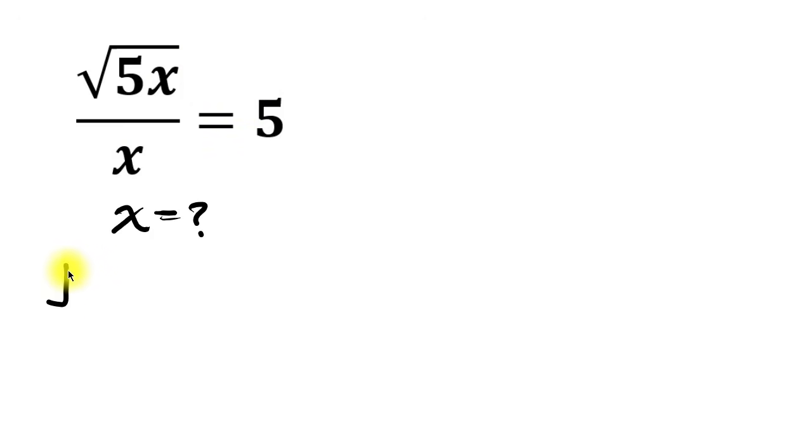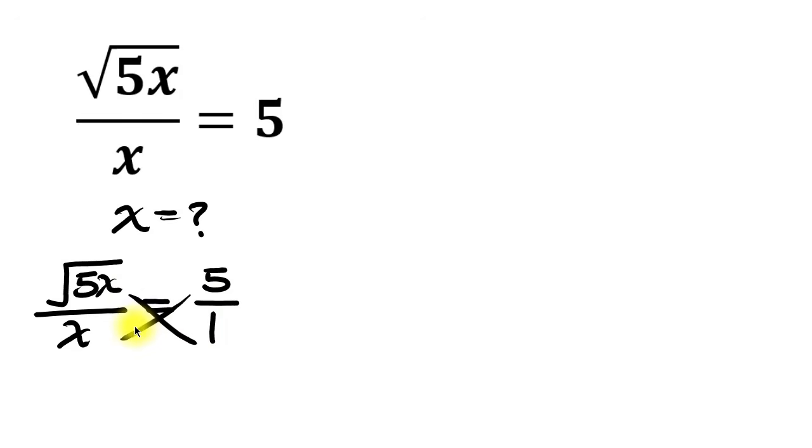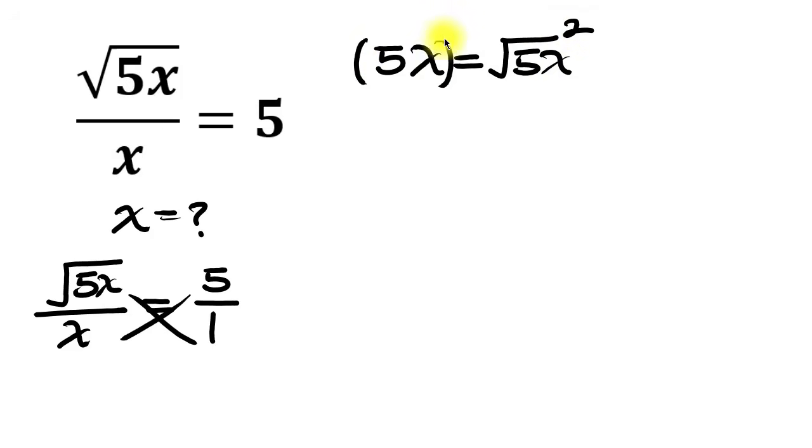So we have the square root of 5x all over x to be equal to, making this a fraction, 5 all over 1. Very good. Now let's cross multiply. On cross multiplying, we have 5 times x, which gives us 5x, to be equal to the square root of 5x times 1, which is the square root of 5x. Very good. Now let's get rid of this square root. We get rid of this square root by taking the square of both sides. So I'll square the right hand side. I'll also square the left hand side.